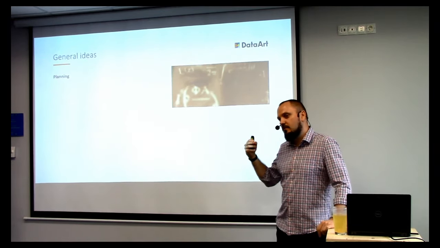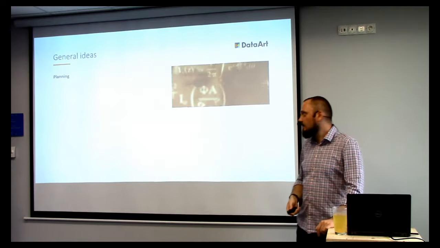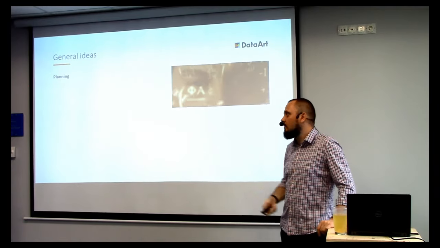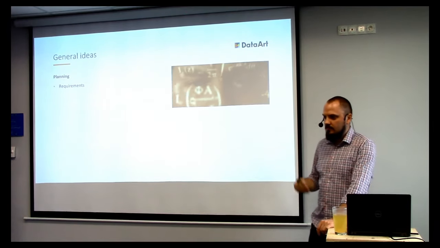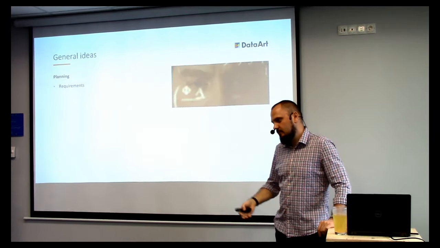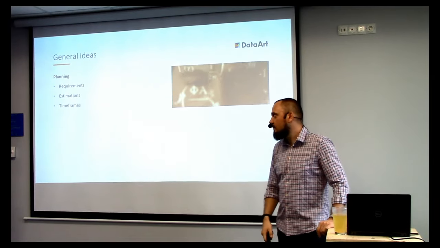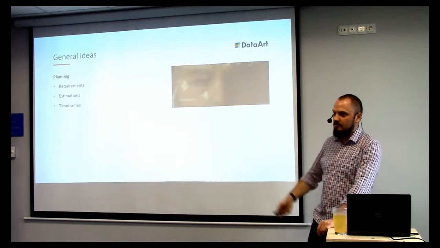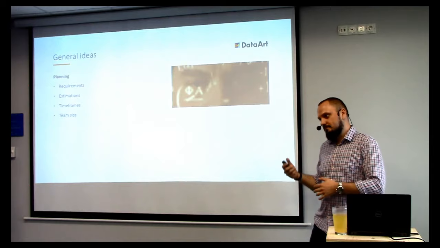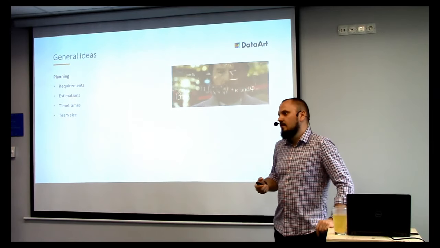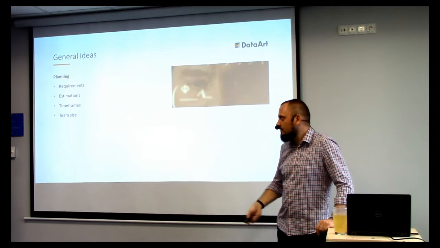Because everybody is working in Scrum, everybody knows that planning is the key part. Okay, we know that. But planning starts with requirements. If the requirements are understood badly, the bad requirements will be pointed, so bad estimations. Bad estimations lead to bad timeframes, which lead to bad team size. So sometimes it happens that we are told we will need that by next month. Okay, it's good, our team can do it.